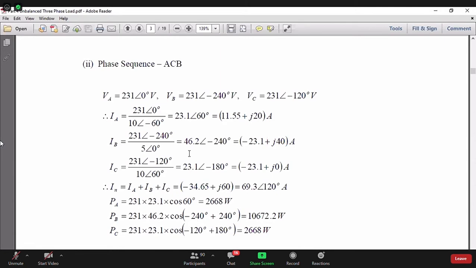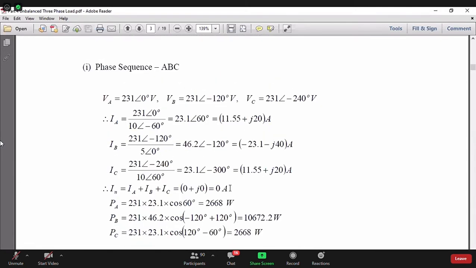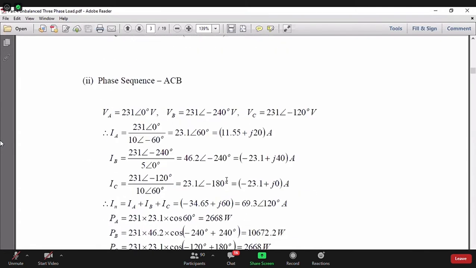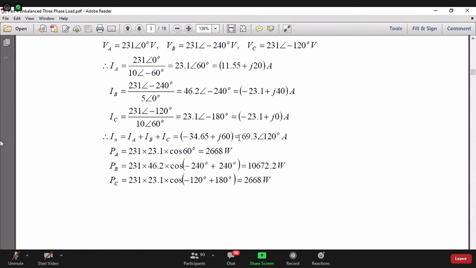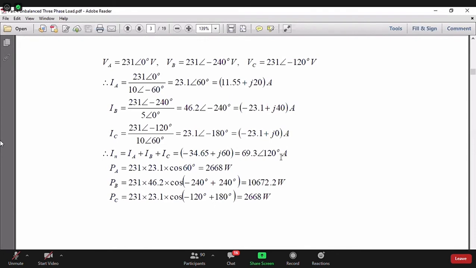But in one case, neutral current is 0. In another case, neutral current is 69.3 ampere, which is almost 3 times the phase current. So can you understand the importance of phase sequence? This is what is so important to understand, how big a role the phase sequence plays in our life.